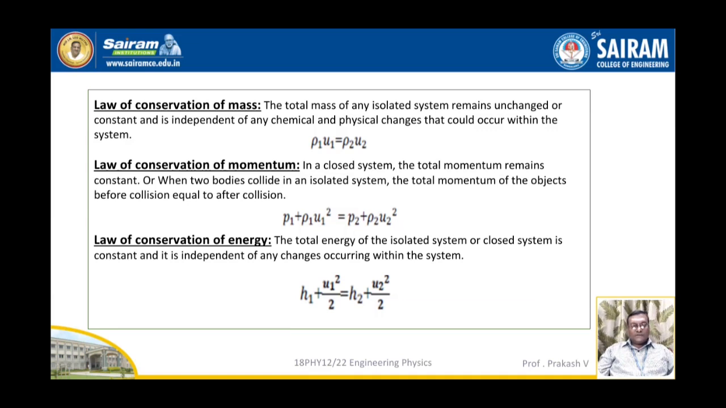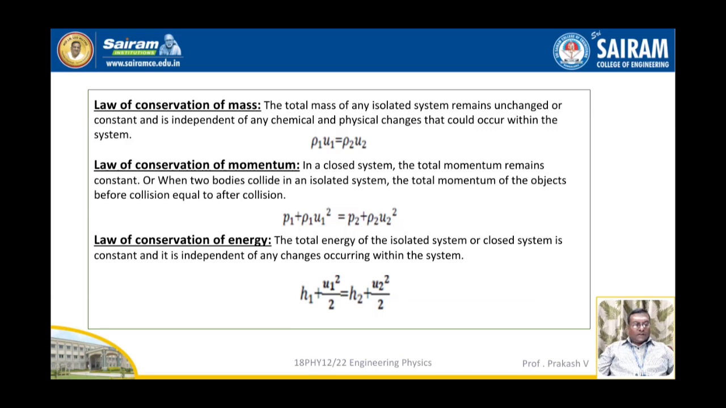It states that the total mass of any isolated system remains unchanged or constant and is independent of any chemical and physical changes that could occur within the system. So we have an equation related to the law of conservation of mass, that is ρ1 u1 is equal to ρ2 u2.